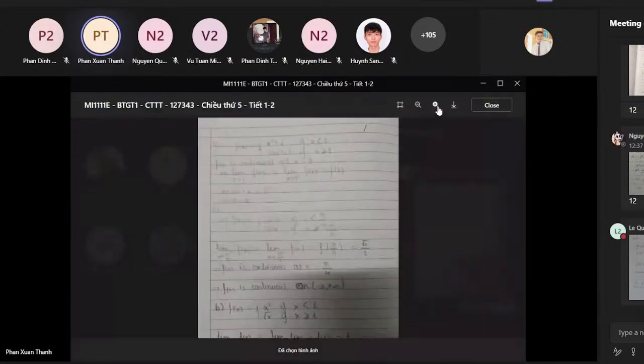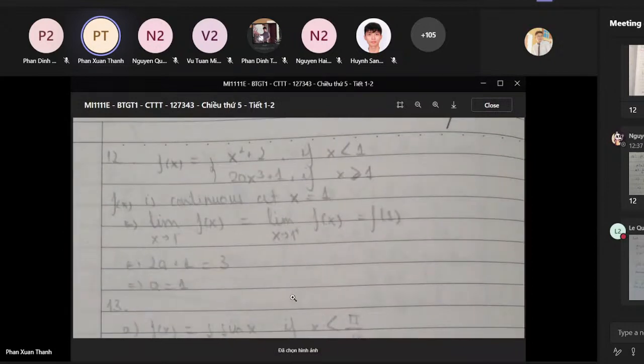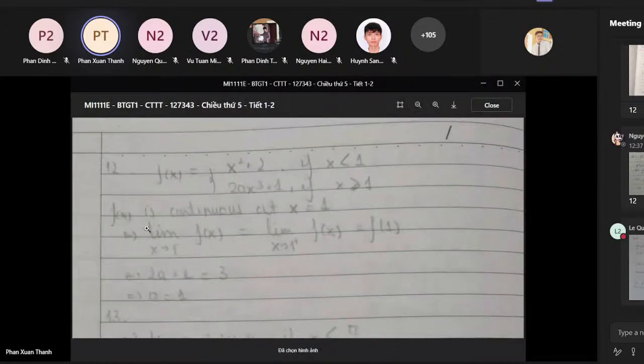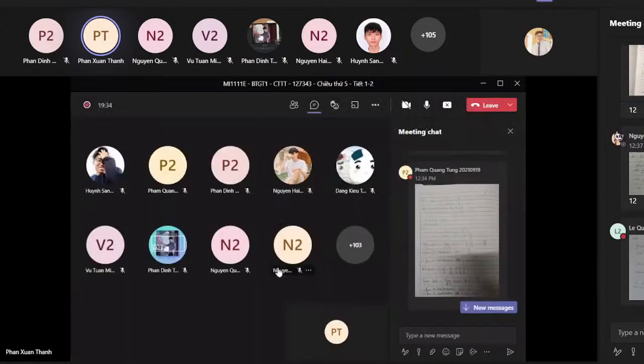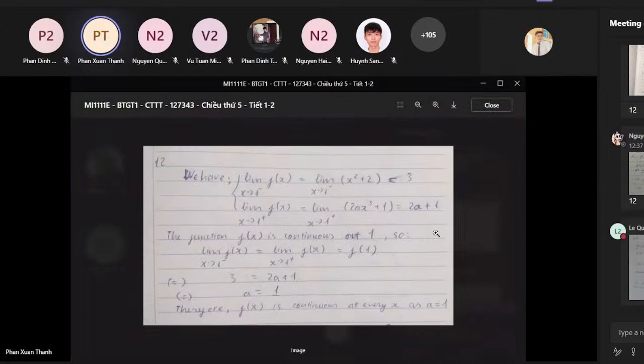Phạm Quang Trung. Yeah, okay, this also is similar here. And I said you should say about the continuity when x is not number 1. F is continuous at 1, so therefore it's. Okay. Most of you don't say about the continuity when x is not number 1.